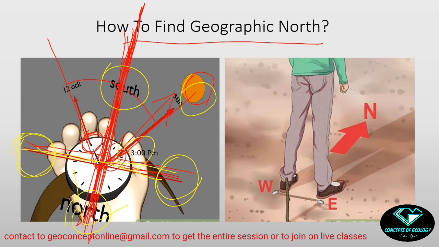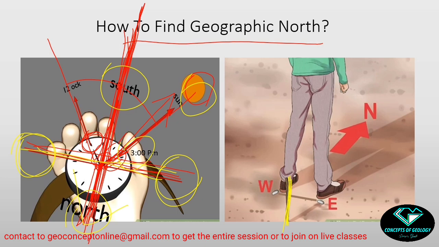This technique is told for the northern hemisphere. But if I don't have a wristwatch in the field, or I have lost my wristwatch in the field, then how can I find the true geographic north? I can find the geographic north. First I have to find a stick in the field. Okay, I will stick it in the ground. We know the earth is rotating from west to east, and that's why the sun is rising in the east and setting in the west.